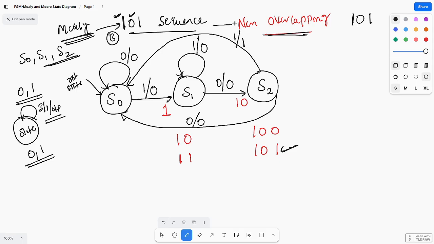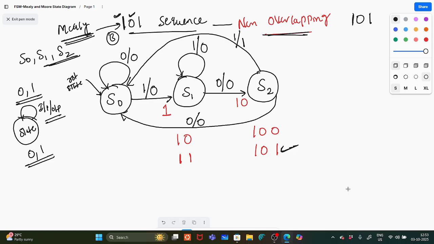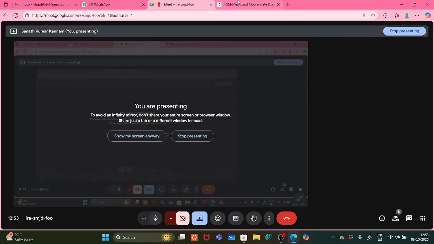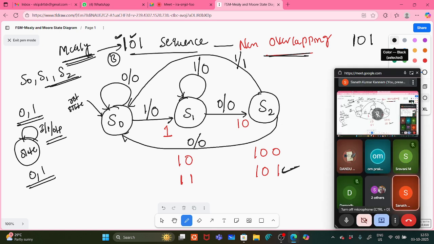Is it fine? Did you understand the state diagram? Any doubts? Waiting for your response. Hello. No, sir, no doubts. Okay. No, sir, I don't have any doubts.